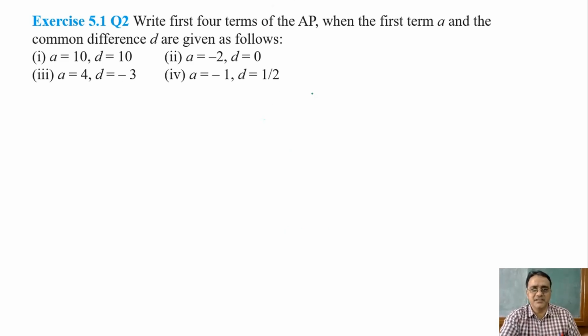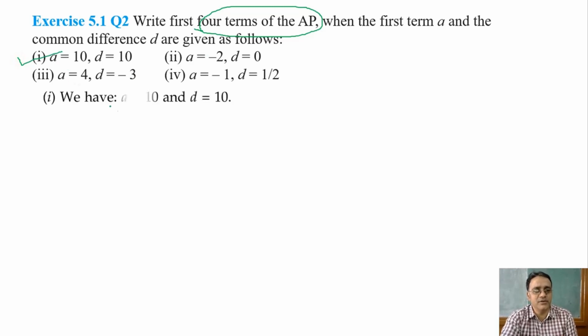A and D is given. Okay. Arithmetic progression का first term और common difference दिया हुआ है. And we need to find the first 4 terms of an AP. Okay, so let us start with the first question, that is A is equals to 10 and D is equals to 10. So what is the first term here?